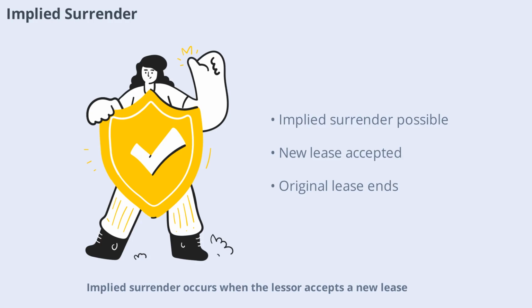Implied surrender occurs when the lessor accepts a new lease with different terms during the continuance of the existing lease. This results in the implied surrender of the original lease, as seen in Gemini Mohan versus Devendra. The law recognizes this method to accommodate changing circumstances.